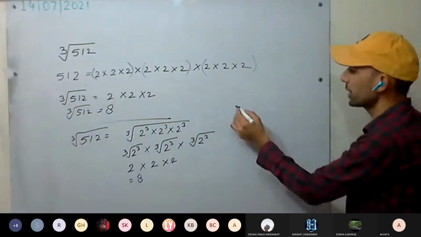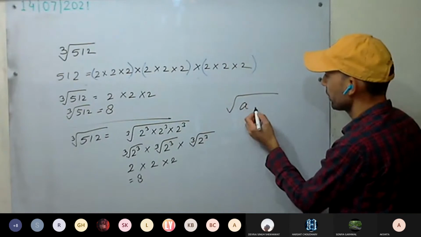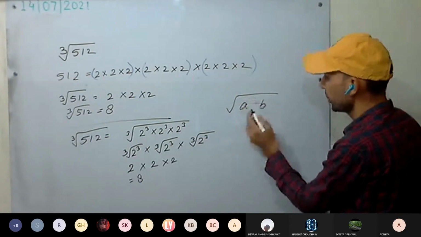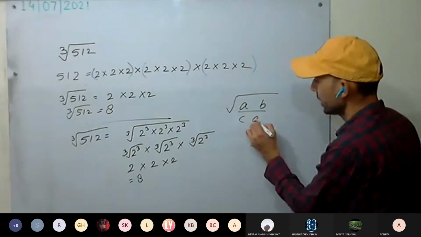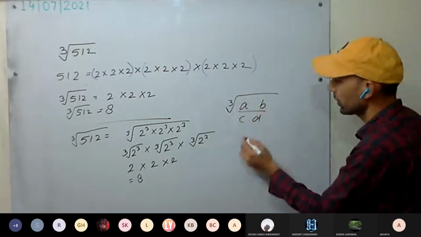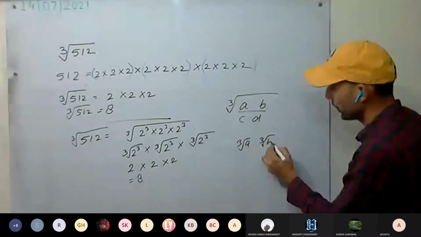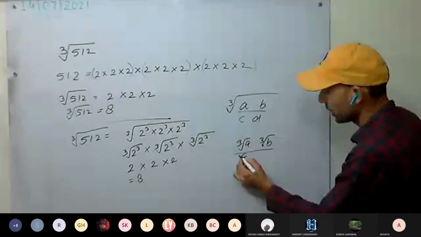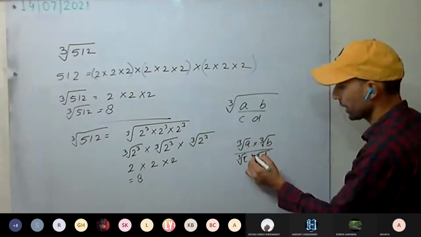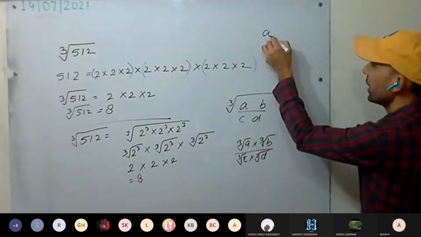So always remember, if it is written like this, a raised to power m, a, b, c, d we do, and cube root, it can be written as cube root of a, cube root of b, divided by cube root of c, cube root of d, here multiplication sign. Understood? This you already studied.